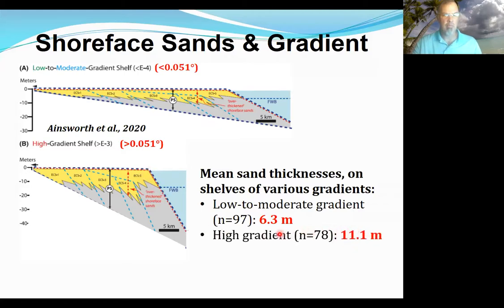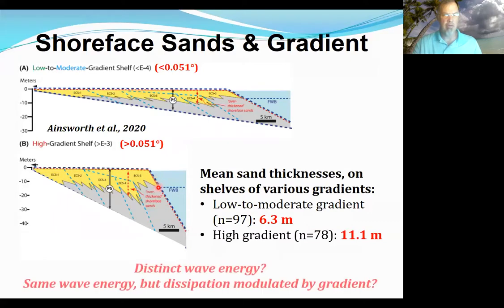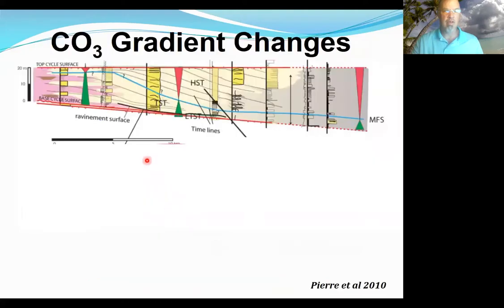So again, does this prove that wave energy was not different? No. But it could be the same wave energy. Again, we don't have independent means to test that, but it's an assumption that the wave energy is different. It could be different gradients that drive these factors. It's not just in clastics, it could occur in carbonates as well.